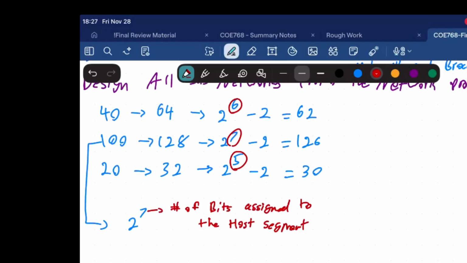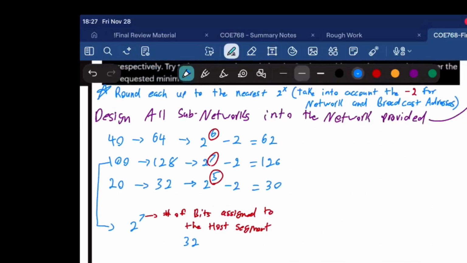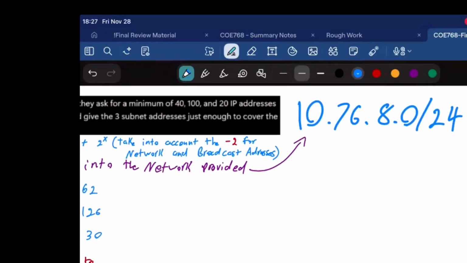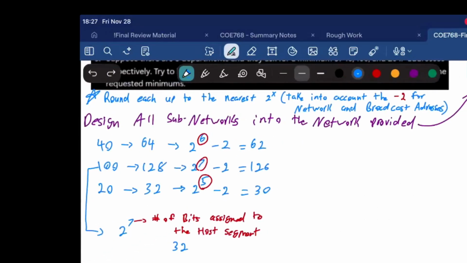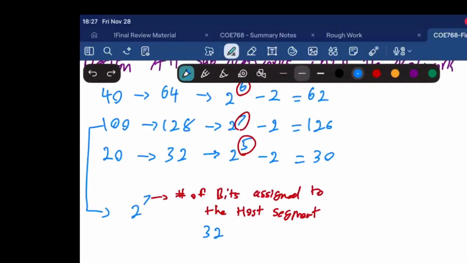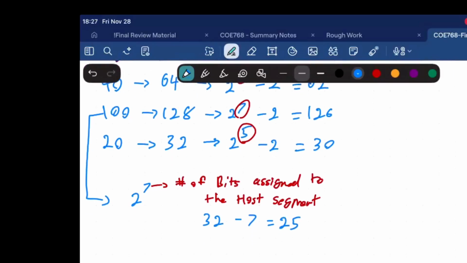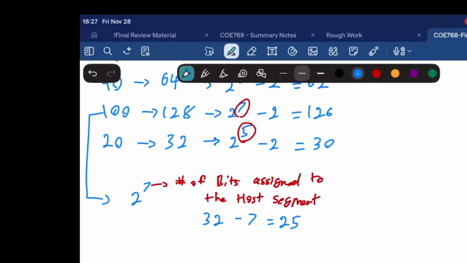To accomplish this, we do 32, which is the total number of bits within a network, because we have 4 octets, so each of these is known as an octet. 4 octets, each is assigned 8 bits respectively, therefore 32 total bits assigned to the IP address. We take away 7, we're left with 25. So that would be our respective subnet for this specific network that we're trying to design.